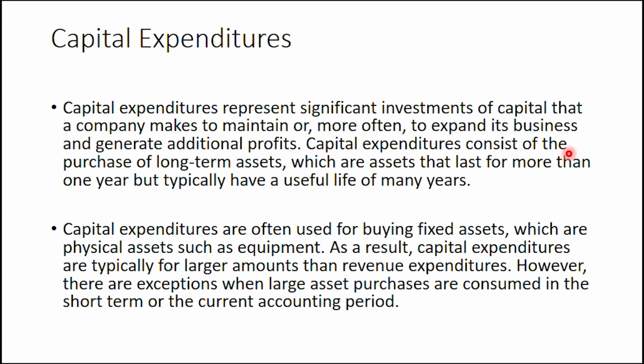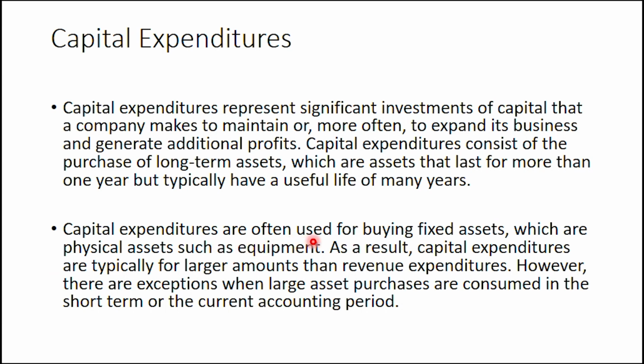Capital expenditures consist of purchase of long-term assets. What are long-term assets? That last for more than 1 year, or they may have useful life of many years. For example, you are purchasing a heavy machinery. It may have a life of 10 years.